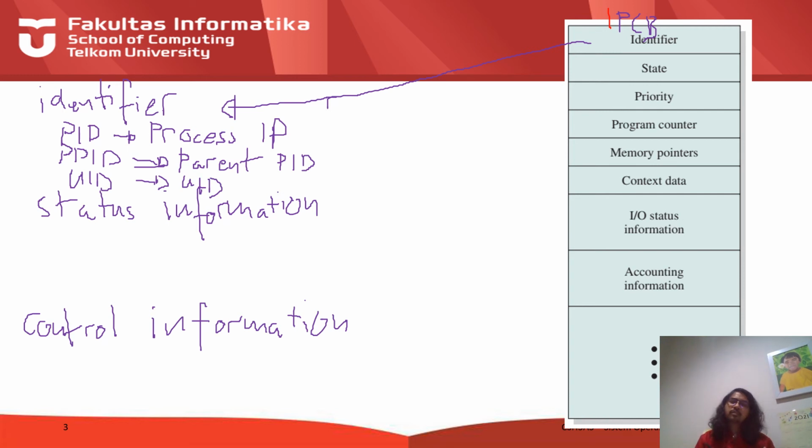Status information consists anything that is related to the status of a process. For example, here status information is the context data and the memory pointers. So data inside the register.